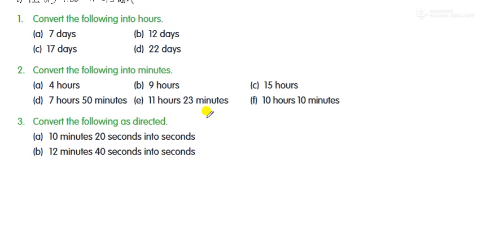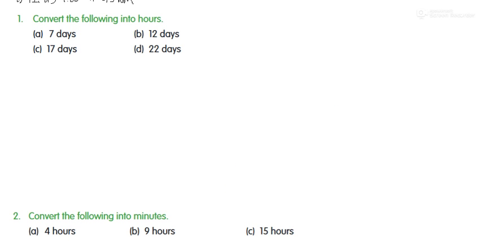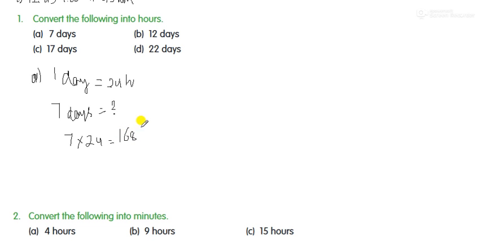Convert the following into hours. So 7 days. Here 1 day equals how many hours? 24 hours. So 7 days equals how much? 7 into 24 equals 168 hours.